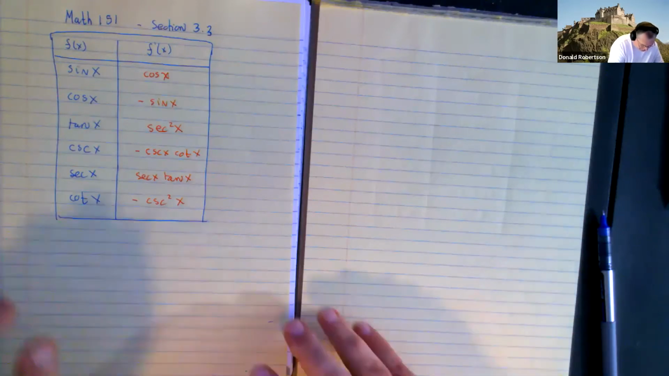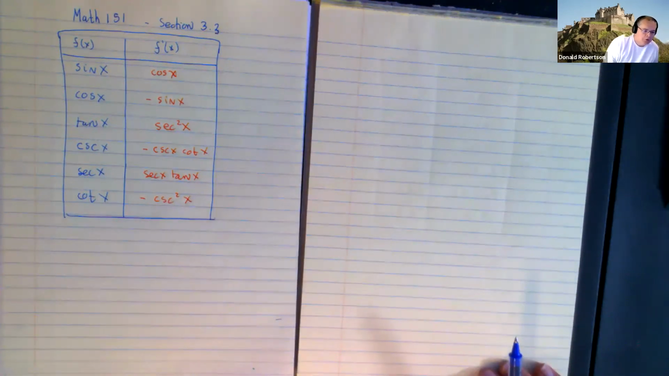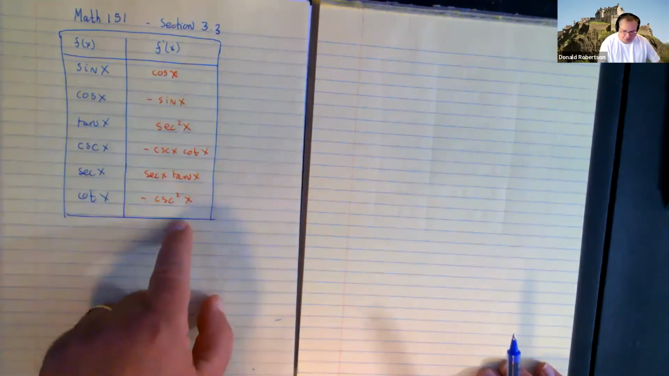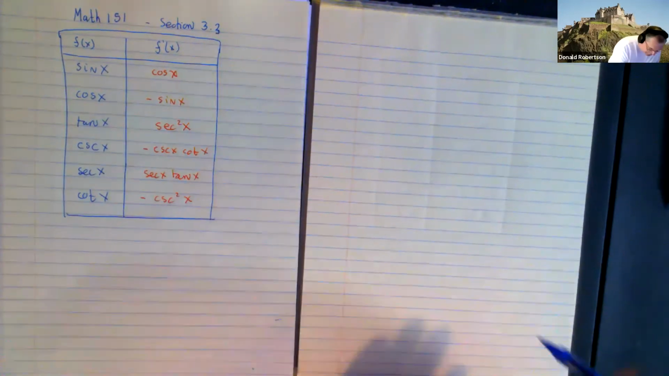But summer is so tight, we can't afford to tread water even for one day. So we're going to look at how to differentiate trig functions. These are the 6 trig ratios. In red, here are the derivatives.